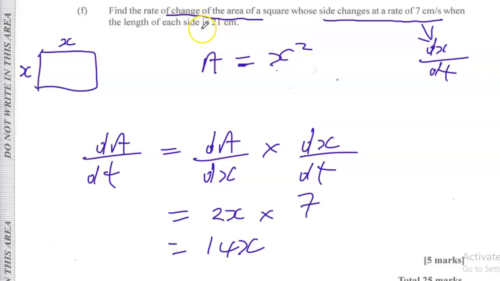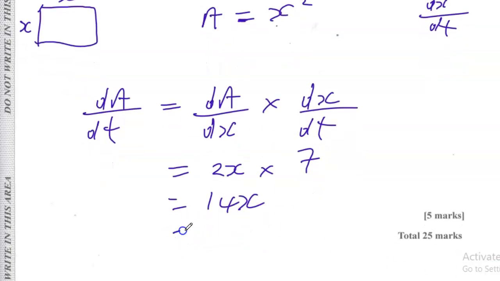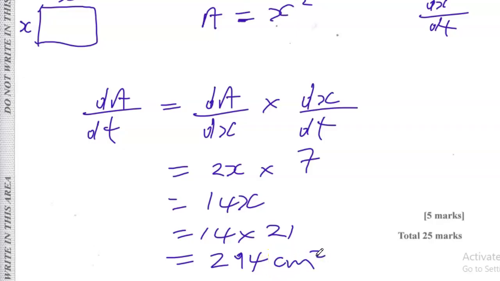And we are told that we want to find it when the length of each side is 21. Remember, x represents the length of a side, so we can replace x with 21. So it becomes 14 times 21. And 14 times 21 is 294. Remember, it's rate of change of area. The units for area, square centimeters per second.